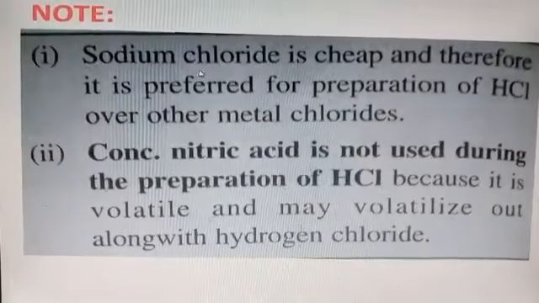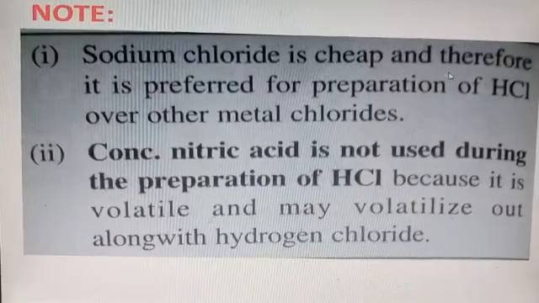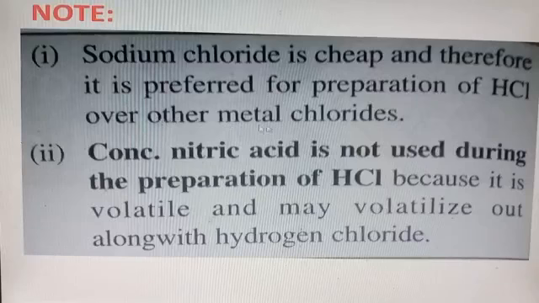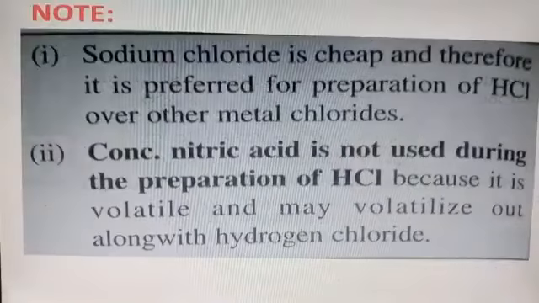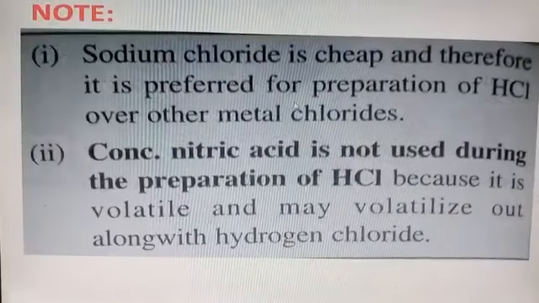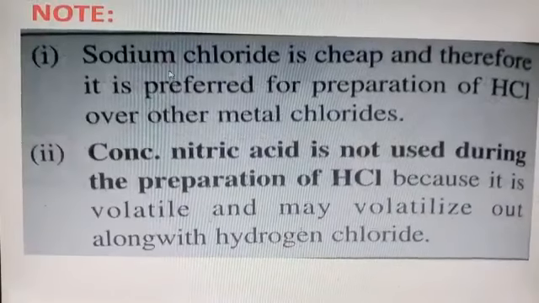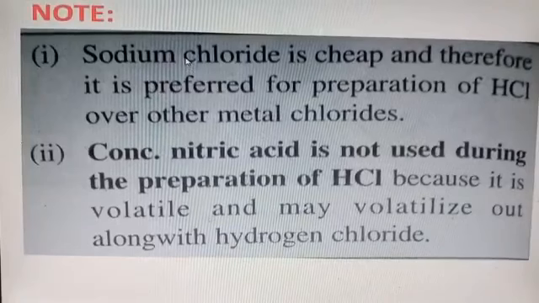Now see here, sodium chloride is cheap and therefore it is preferred for preparation of hydrogen chloride over other metal chlorides. So why is sodium chloride chosen to make hydrogen chloride gas? Because sodium chloride or table salt is the cheapest source.